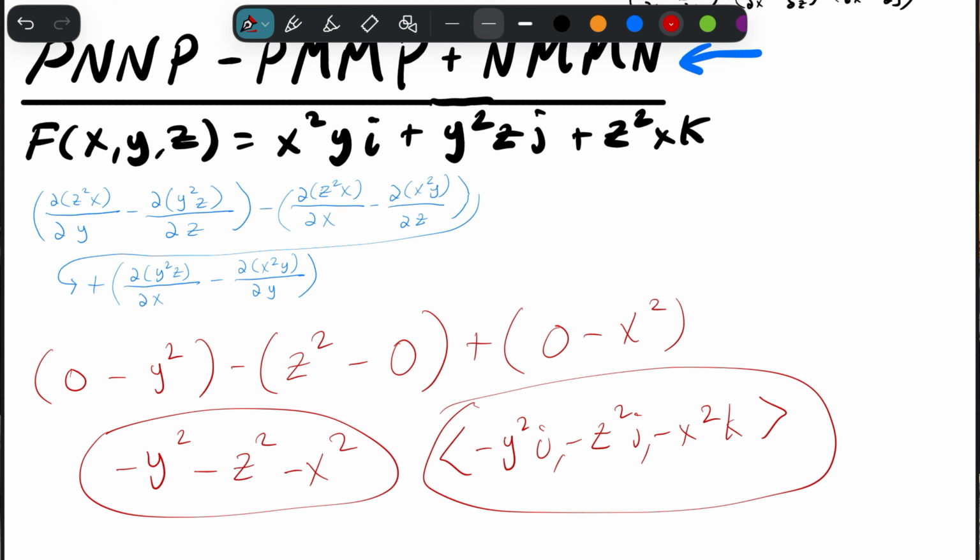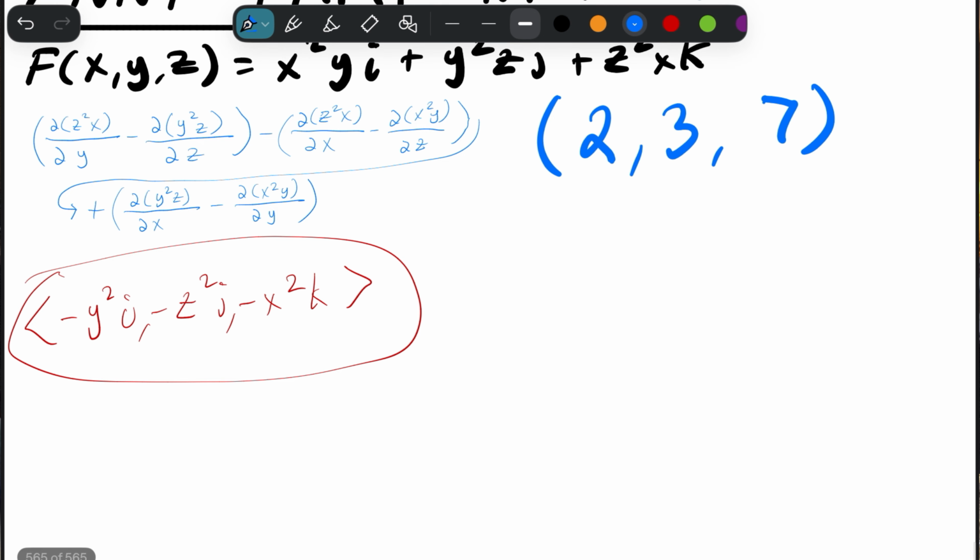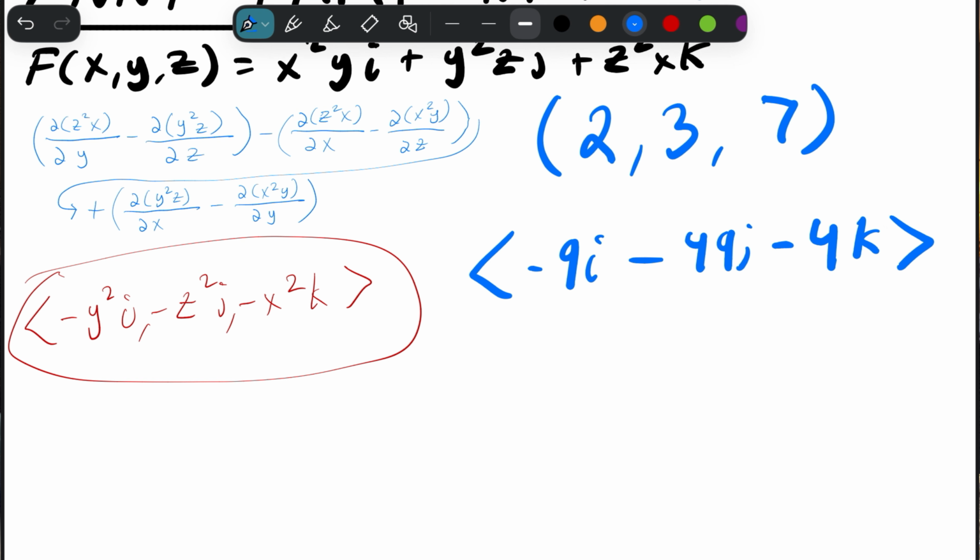But if you want to plug something into that, you can see what the curl will be at specific points. You literally just plug that in. So then that would be negative 9i minus 49j minus 4k. So this will be your curl right here. So I mean, this isn't 0, so it's not irrotational. It doesn't have a rotation, but it looks like it's a negative rotation.